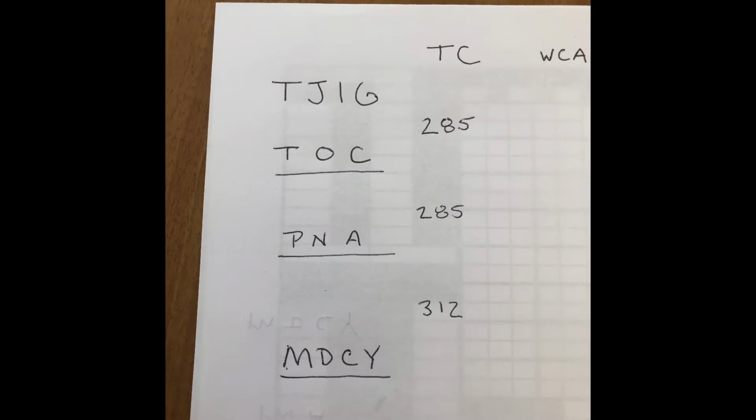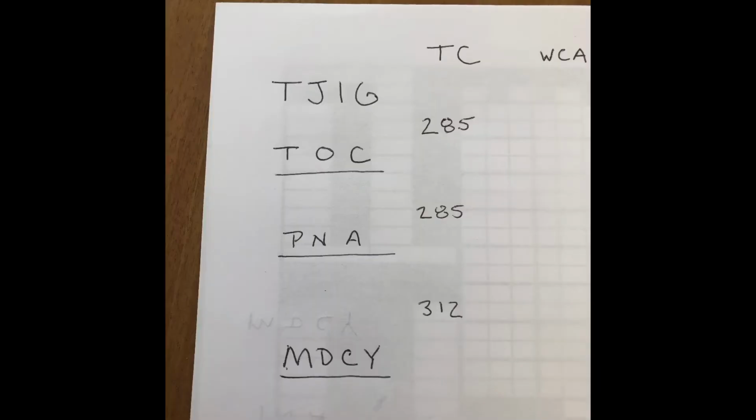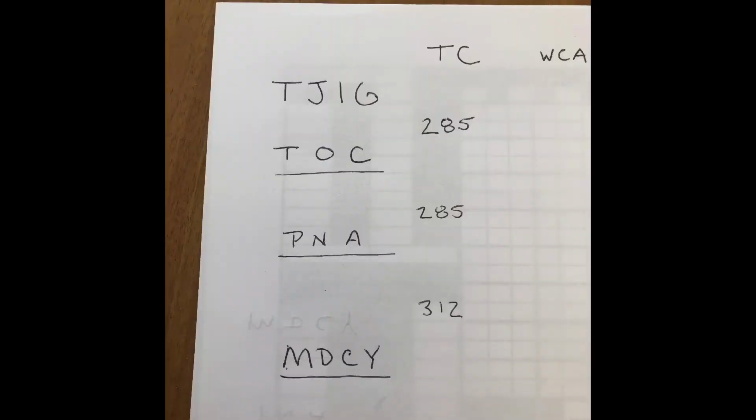I know for VFR we'd probably pick some more checkpoints, but for simplicity we had our departure from Isla Grande, then top of climb, then the Punta Cana VOR, Papa November Alpha, then Mike Delta Charlie Yankee, Samana El Cate.